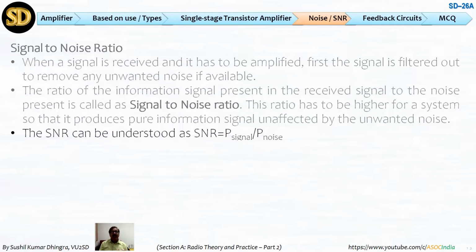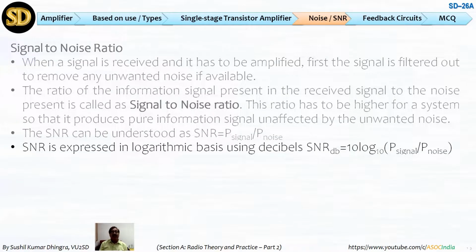And this SNR, signal to noise ratio, can be understood as P signal by P noise, means power of signal divided by power of noise. It should be higher. Higher the ratio, better the quality. So this is also expressed in logarithm basis using decibel.